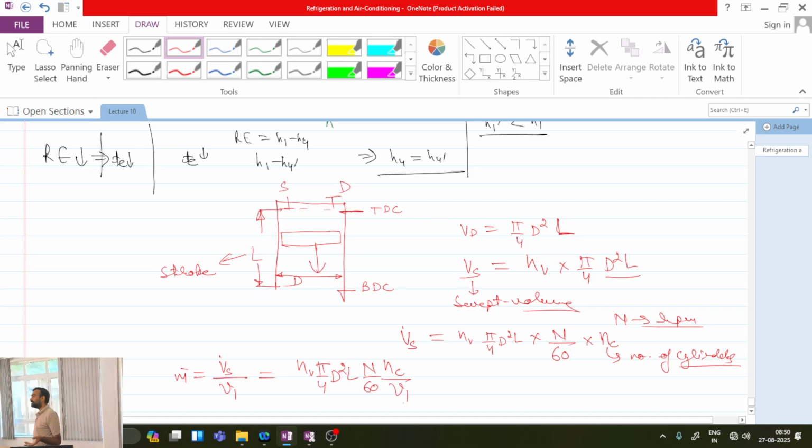So it means that if your specific volume increases, what happens? If specific volume increases, the mass flow rate across the compressor will be decreasing, and if specific volume decreases, mass flow rate will be increasing. So that is the reason volumetric refrigeration effect is important. Is this one clear?